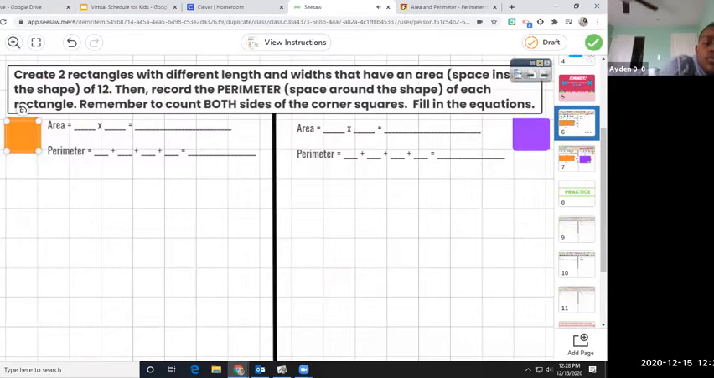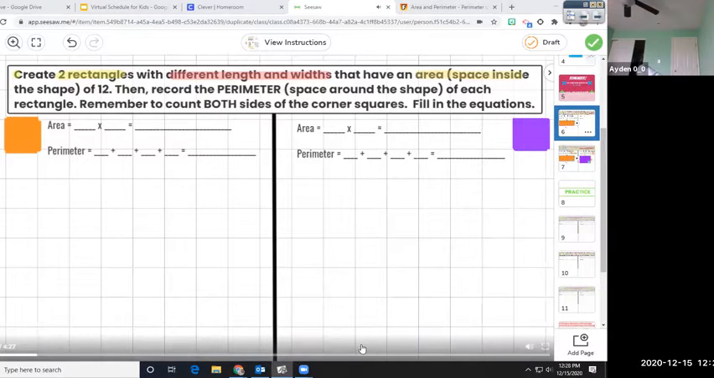Understanding of how to create 2 rectangles with the same area or the same square units inside of a shape, but a different perimeter or a different amount of space around the outside edges of the shape. To do so, we're going to take a look at this example. Today, you will create 2 rectangles with different lengths and widths that have the same area that has been given to you.